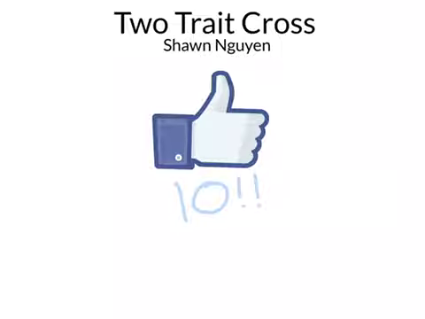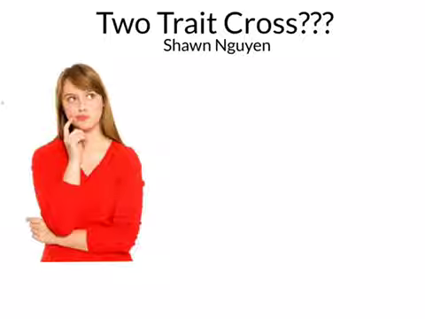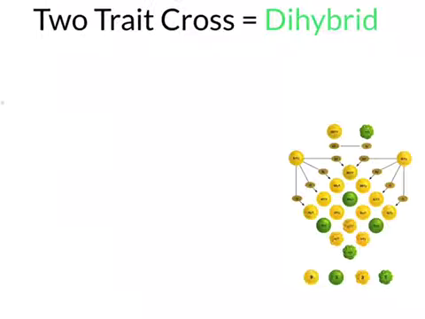Now let's jump right into the video. Let's start with the basics. What is a two-trait cross? Basically, a two-trait cross, otherwise known as a dihybrid cross, is a genetic cross between individuals with different alleles for two gene loci of interest.